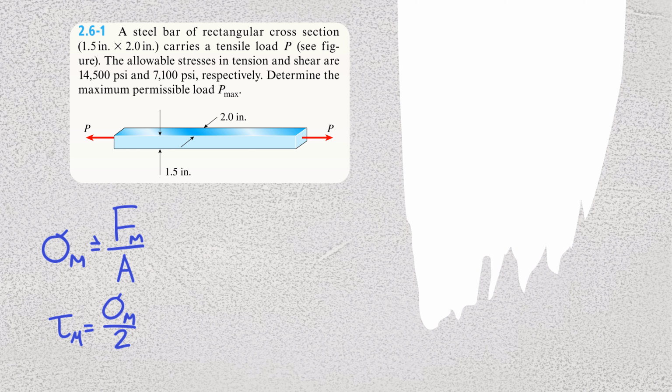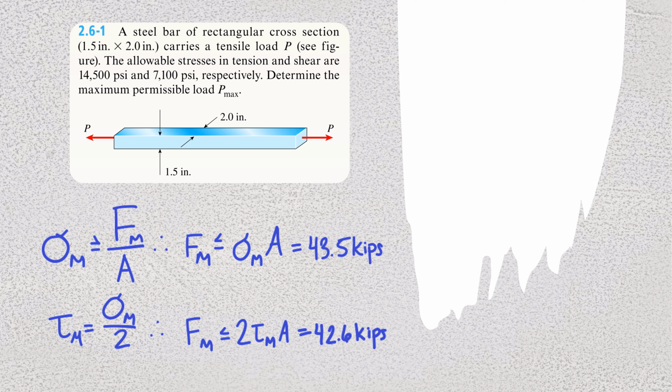So we're looking for a maximum force, and we can solve for that force because sigma is a function of F, so is tau because tau is a function of sigma, which is a function of F, and we can rewrite it in terms of our force. And then plug and chug with the values from the problem statement, and we'll see that 42.6 kips will be the maximum force that our member can tolerate.